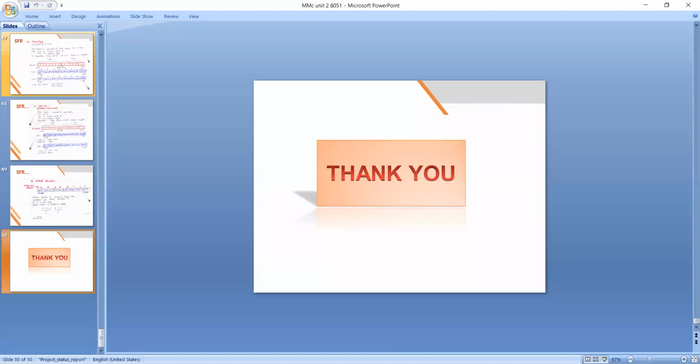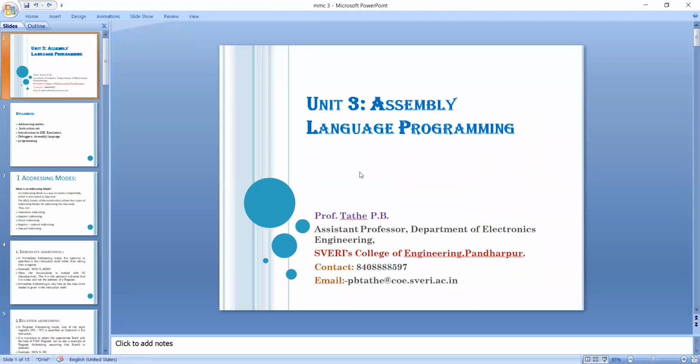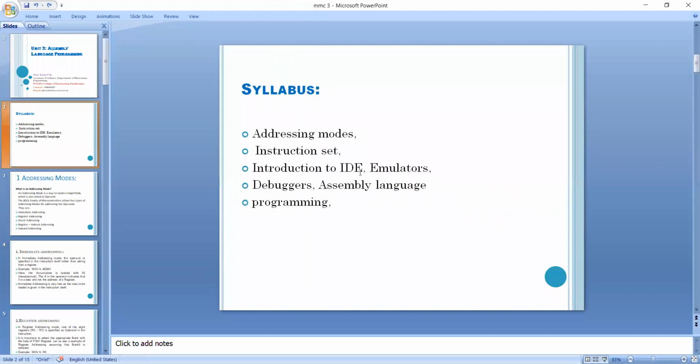In today's lecture, we are going to start the 3rd unit, which is assembly language programming. In this you have to study mainly two points, the addressing modes and the instruction set. What is your unit 3? It is assembly language programming.